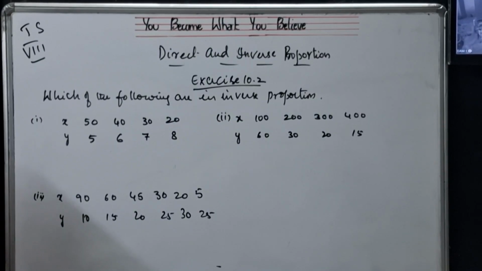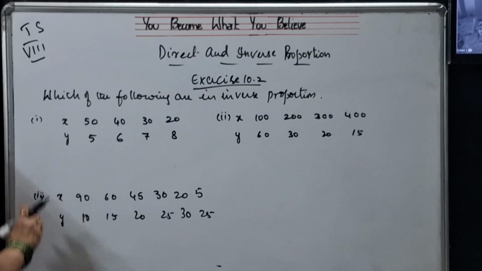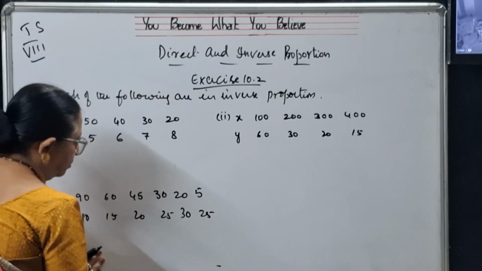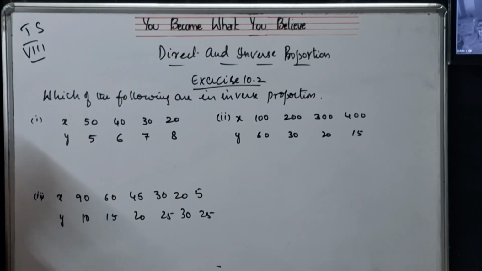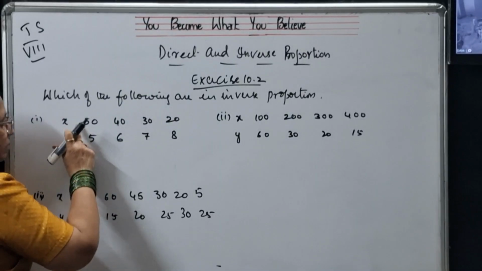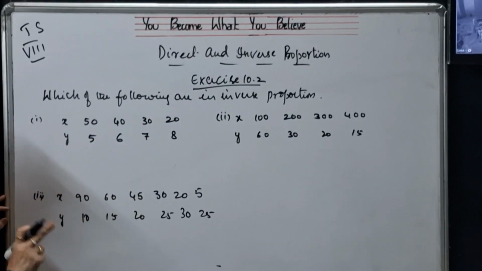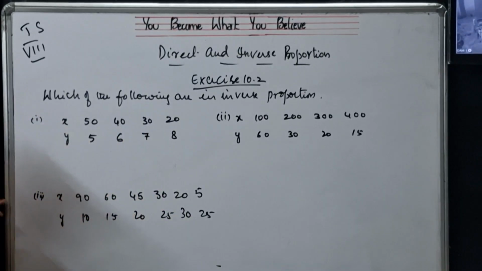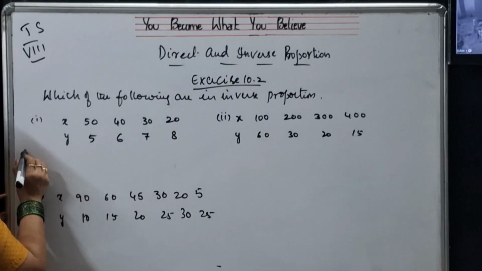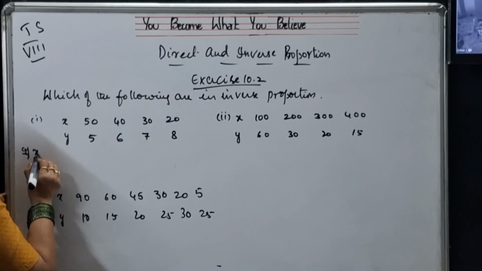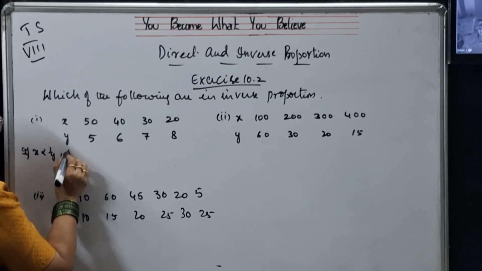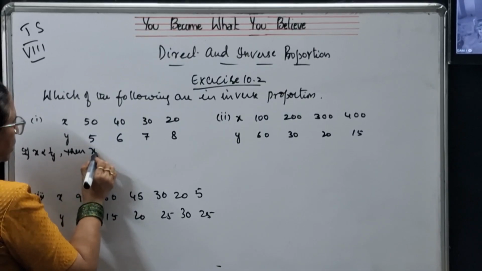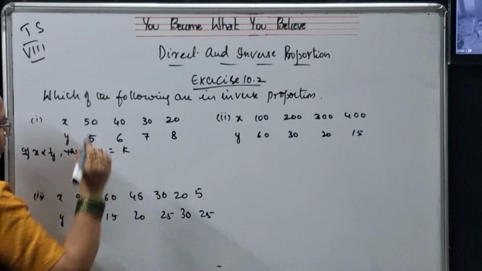Which of the following are in inverse proportion? You have got 3 boxes like this in your textbook. Which of them are in inverse proportion? Inverse proportion means what did we think? If you multiply x into y, it should be constant. That means if you multiply all these values, you should get a constant value. Then only it is inversely proportional. So if x is inversely proportional to y, then we can write x into y is constant.